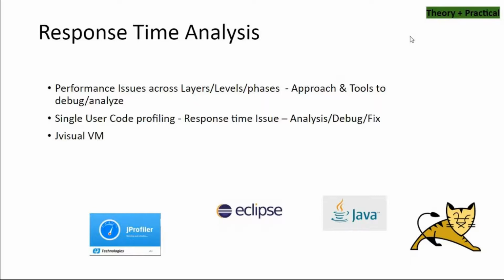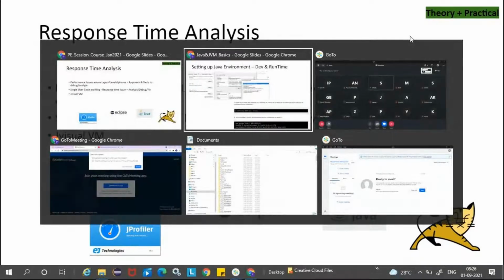So in the response time analysis, it is about finding a problem, then finding out why it is having a problem, and getting help from Tomcat logs and JProfiler to nail down the problem and provide a recommendation of where the response time is taking more time.